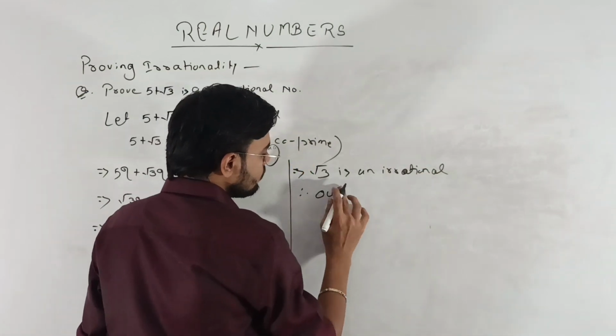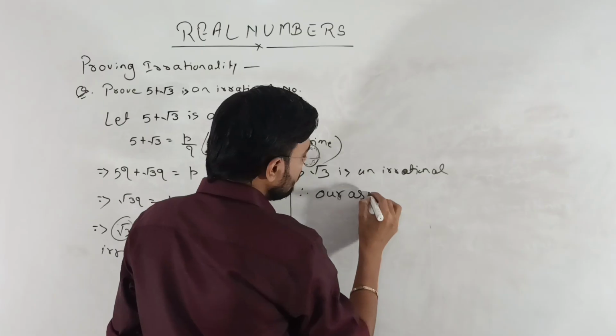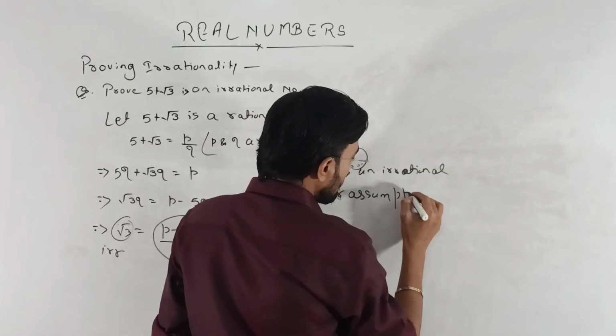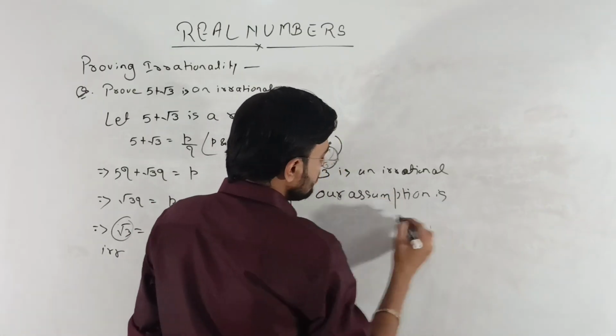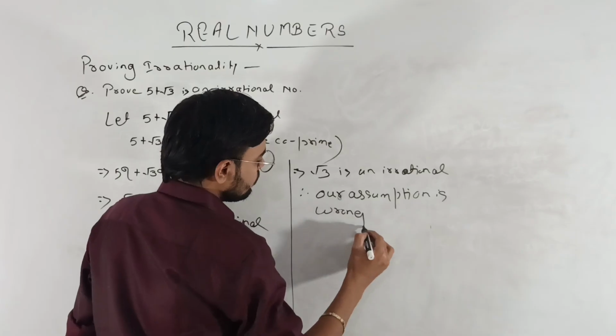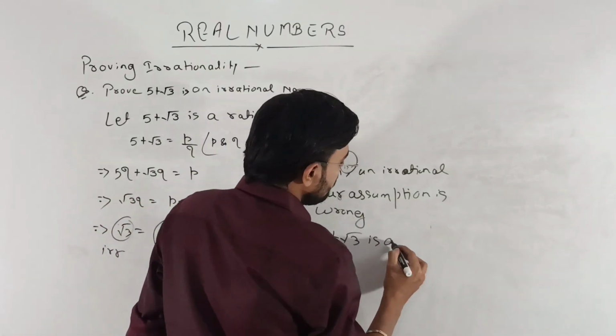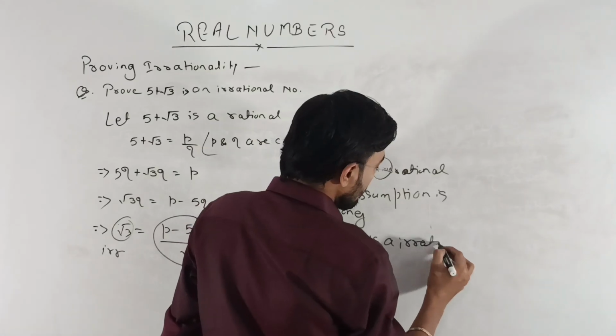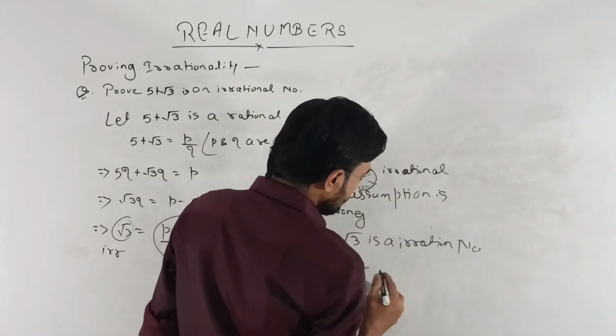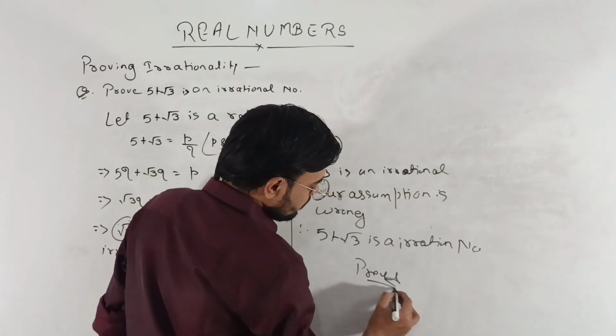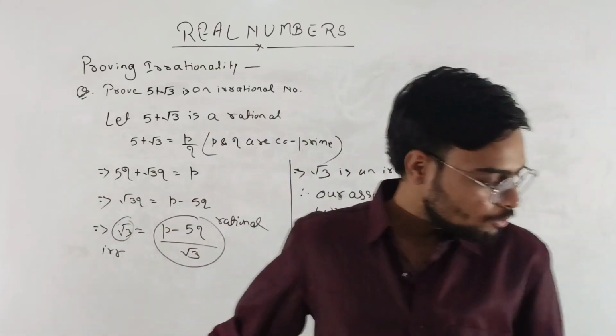Therefore our assumption is wrong. Therefore 5 plus root 3 is an irrational number. Proved. Understand how this is proved?